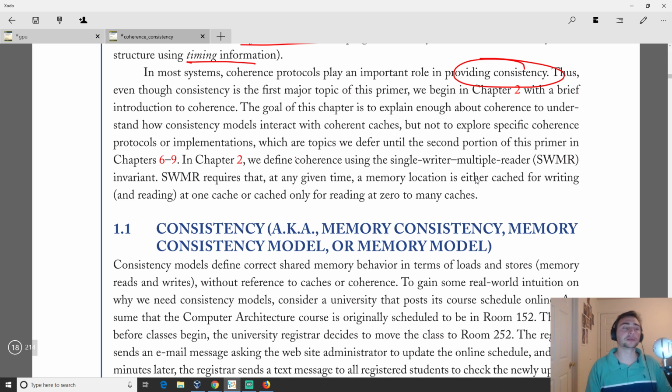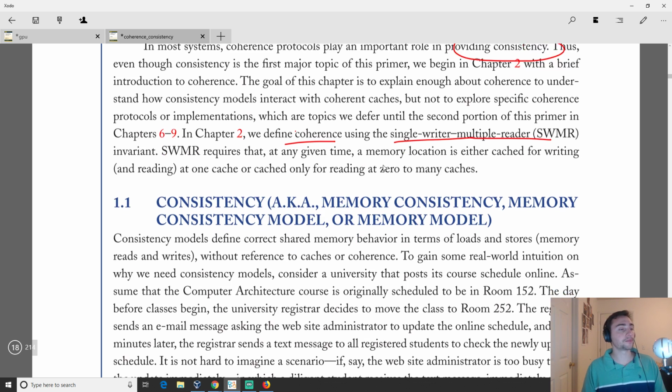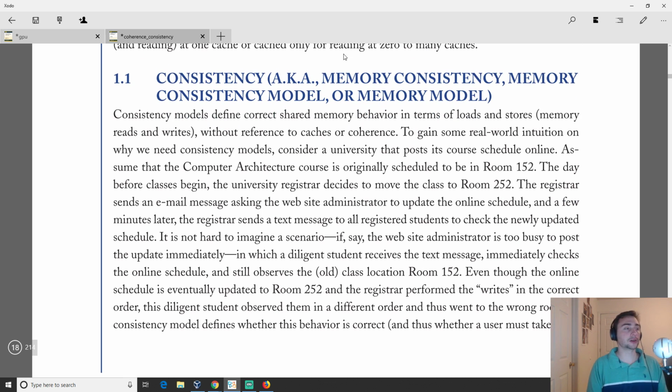So what we'll end up doing is, in the later chapters of this, we'll define coherence using a single writer, multiple reader type scenario. And we'll continue on and show strategies for implementing different types of coherence, and also bring up the fact that we can have multiple different kinds of memory consistency models, each of which have their own quirks and their own optimizations. So let's start out, though, by talking about memory consistency.